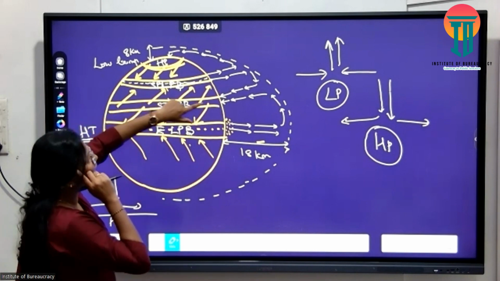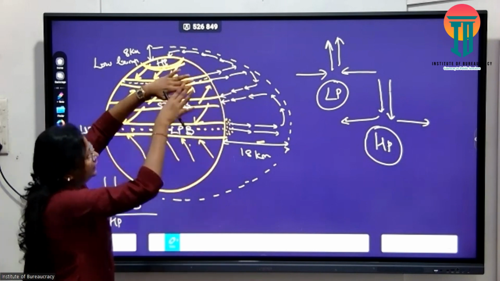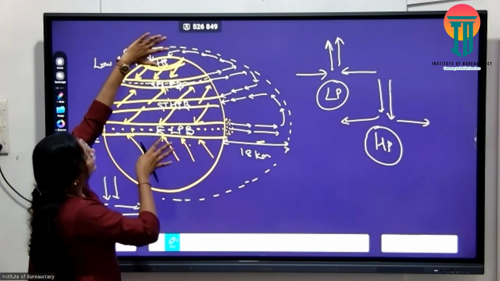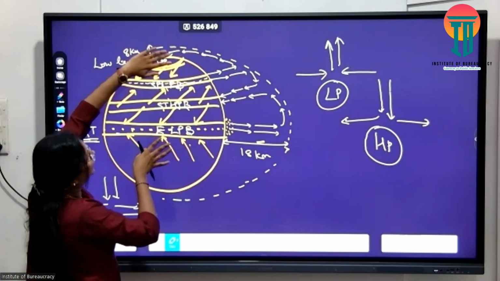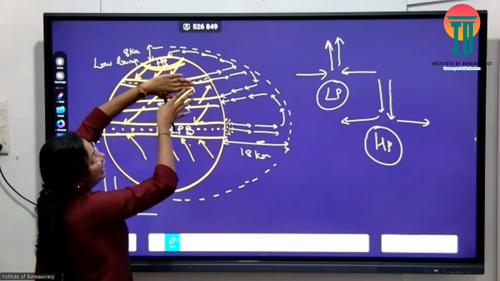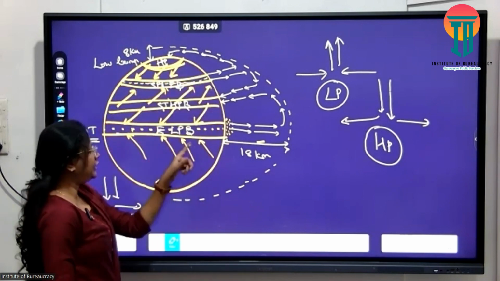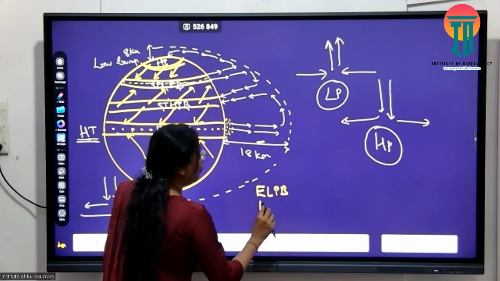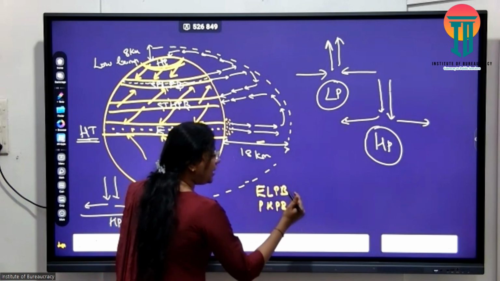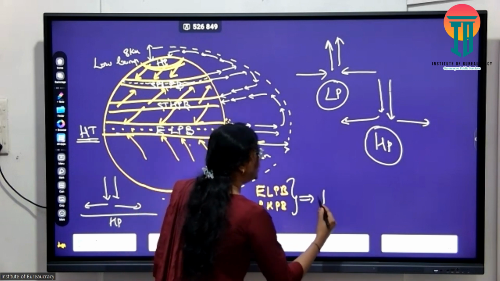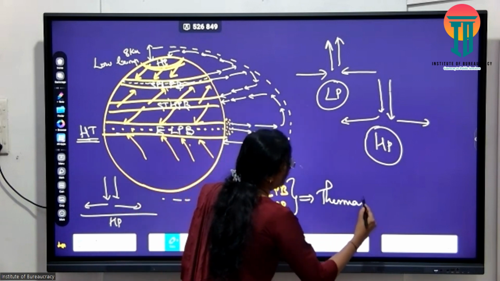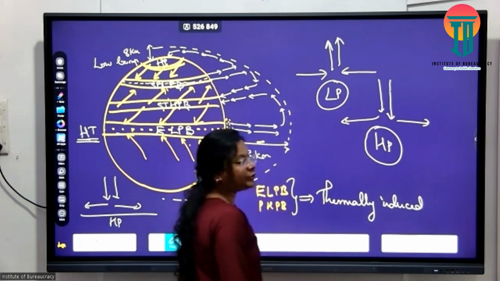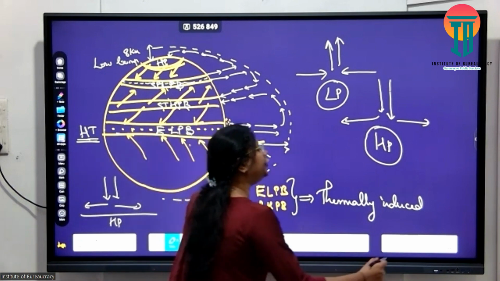How does this high pressure form? Air descends and then diverges. How does this low pressure form? From this high pressure and that high pressure, surface winds come and ascend up again. So in this region we have two important things: the equatorial low pressure belt and the polar high pressure belt. They are referred to as thermally induced belts, meaning these belts are formed primarily due to temperature difference.